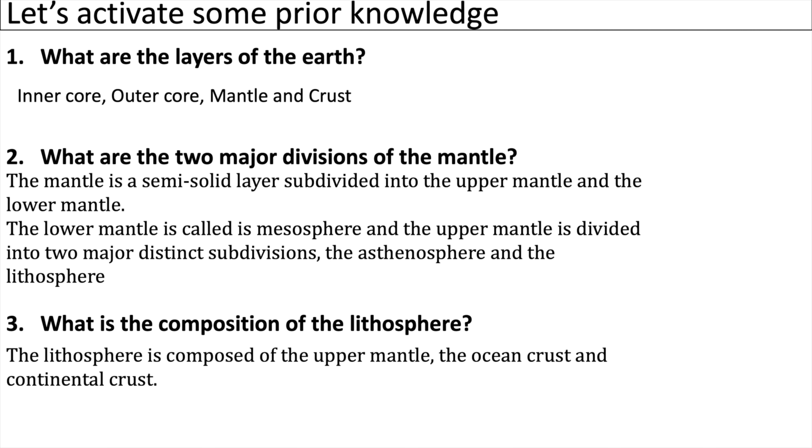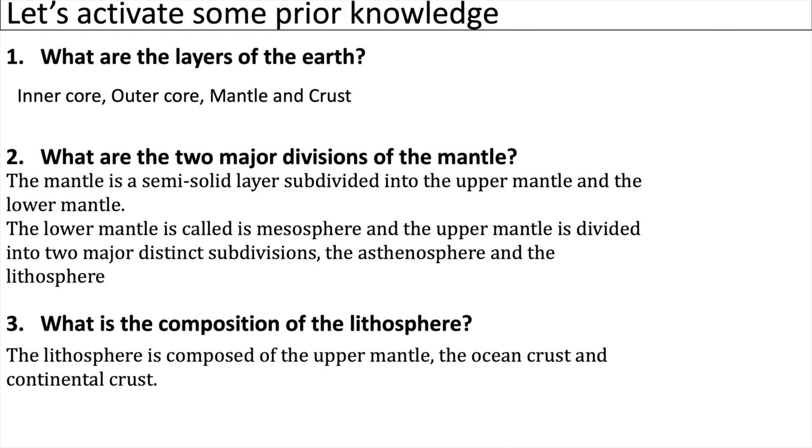What are the layers of the Earth? The layers of the Earth are the inner core, the outer core, the mantle, and the crust. What are the two major divisions of the mantle? The mantle is a semi-solid layer subdivided into the upper mantle and the lower mantle.